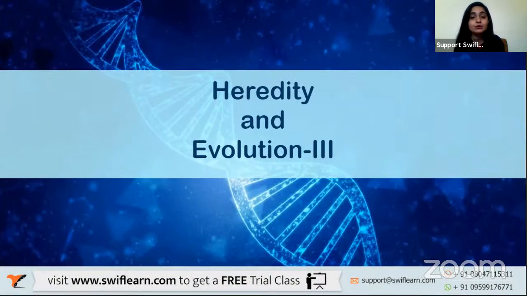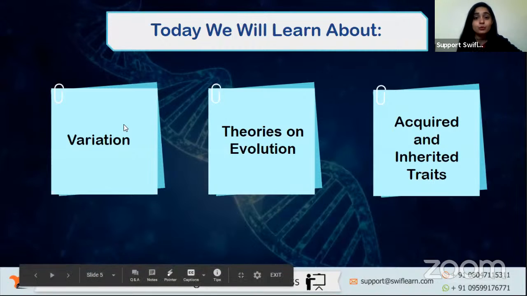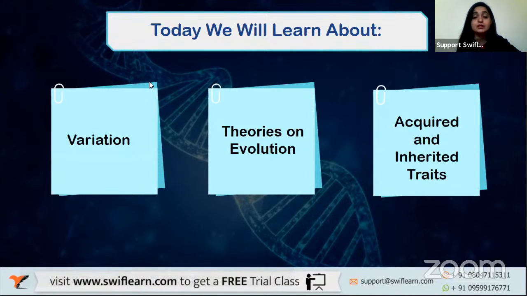So today we are going to cover the third part of the chapter Heredity and Evolution. We are going to learn more about variation. We are going to learn the theories of evolution, how acquired and inherited traits work.